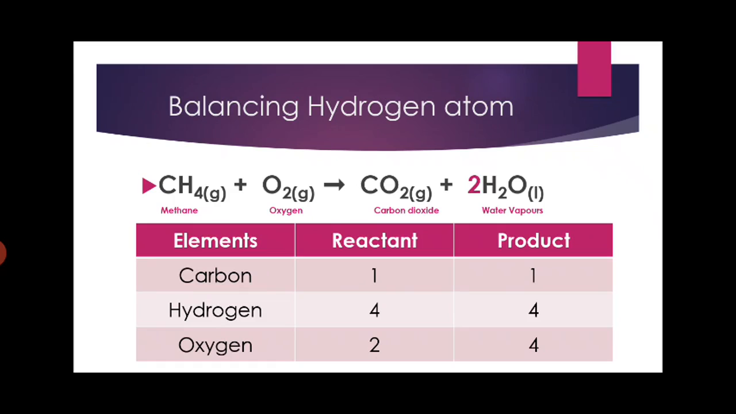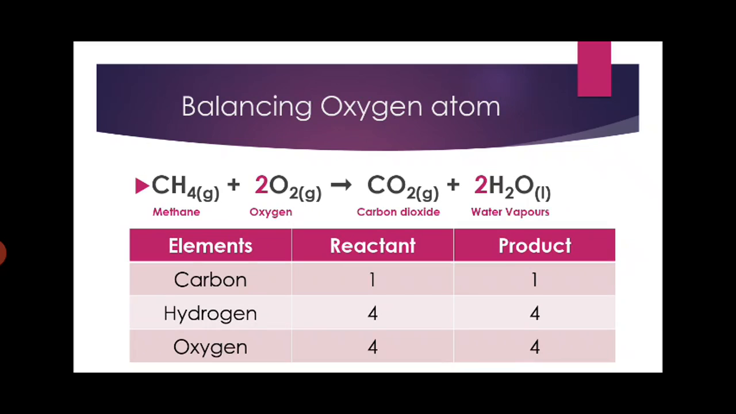To balance the hydrogen atoms, put 2 beside H2O. Now again count the number of atoms on both sides. The number of oxygen atoms has increased. 2 and 2, 4. Before it was 3 on the product side, now it is 4. So the number of oxygen atoms increases. Now we have to balance the oxygen atoms.